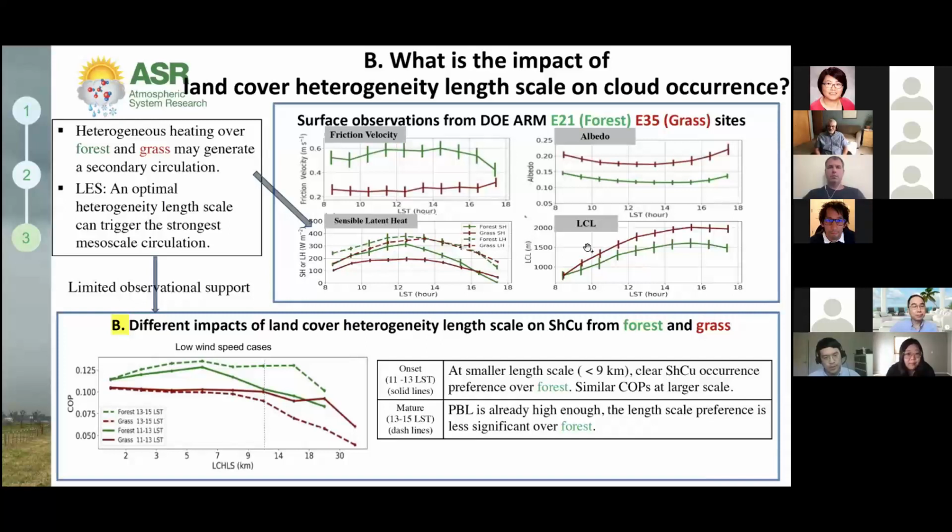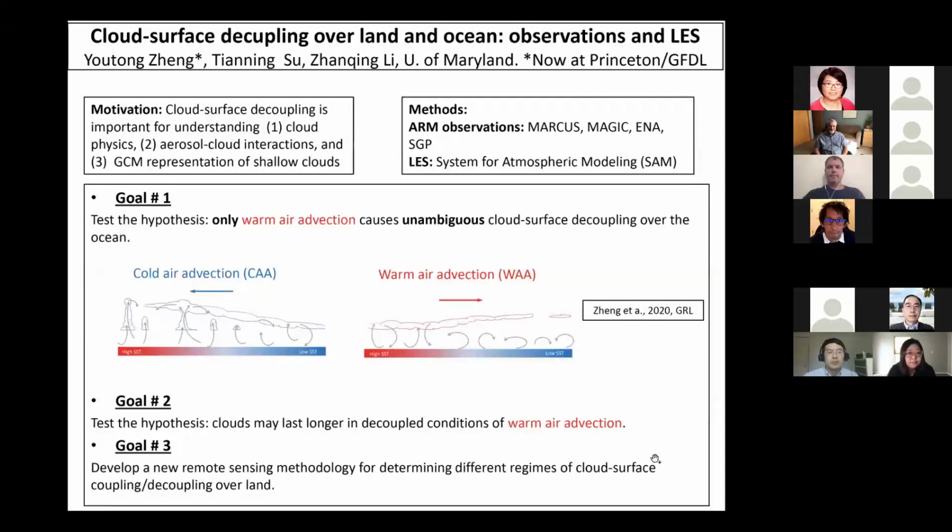Thanks, Jingjing. Our next speaker is Youtong Zheng from University of Maryland, and now he's at NOAA GFDL.